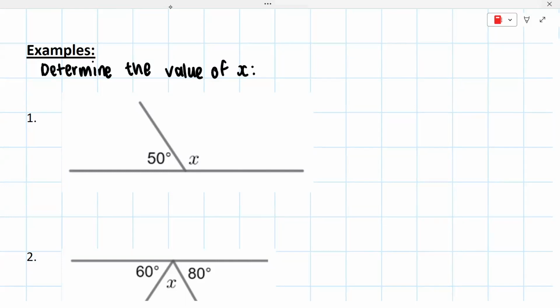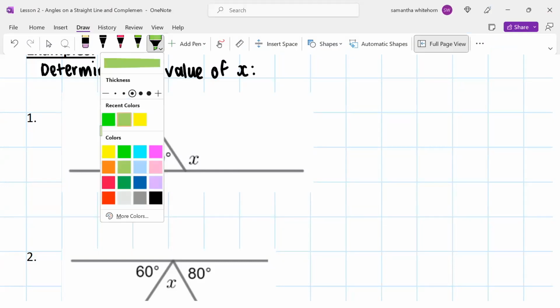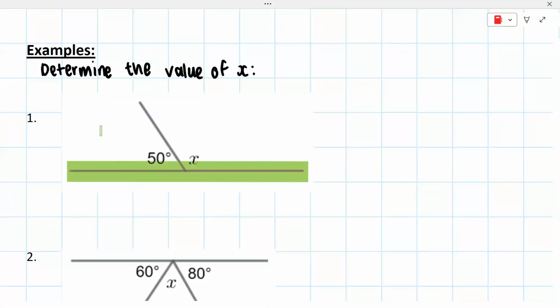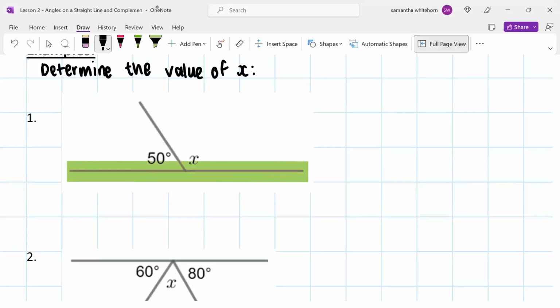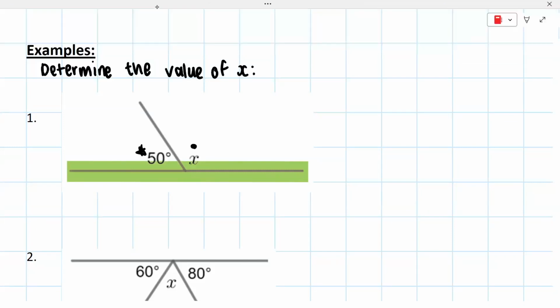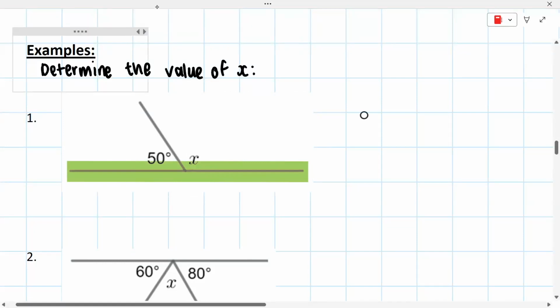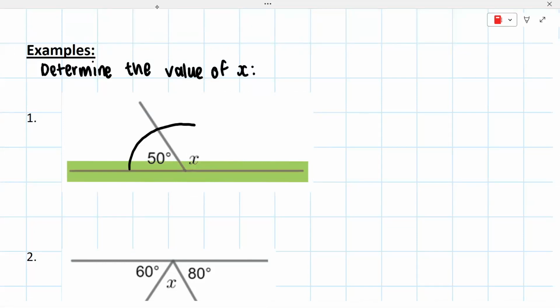Now, in this very first diagram, what we see is that both 50 and X fall on the straight line at the bottom here. The second thing that we see is that they are right next to each other. They are adjacent angles. And so hopefully what that takes us back to is angles on a straight line. If I add the two angles together, I must get 180 degrees. It's forming that half circle, that 180 degrees.